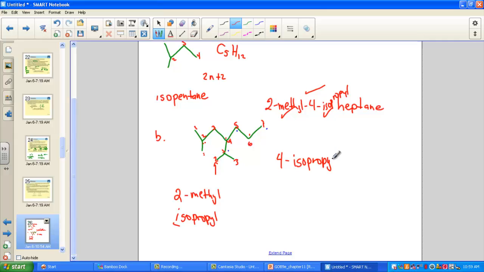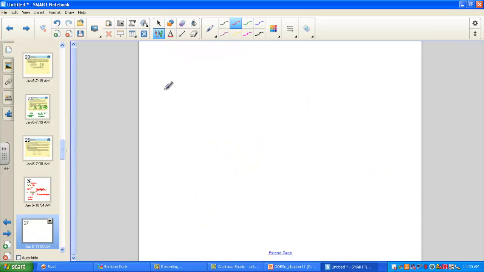4-isopropyl 2-methyl heptane. And I'm glad someone caught that in my reading just now, because it shows me that we're understanding. I knew that I was wrong because alphabetizing gives priority. So 4-isopropyl 2-methyl heptane is our correct answer. Shall we keep trying? Never hurts to keep trying.